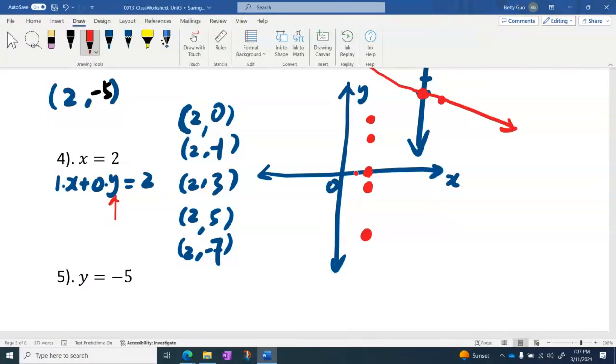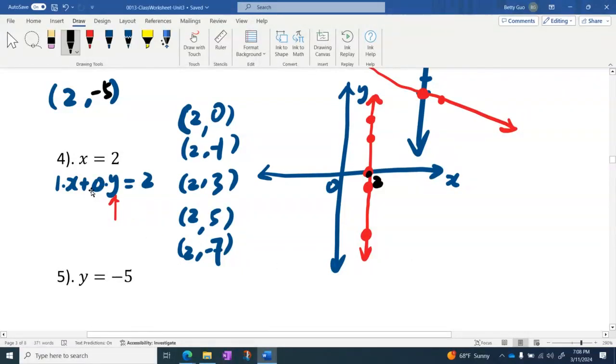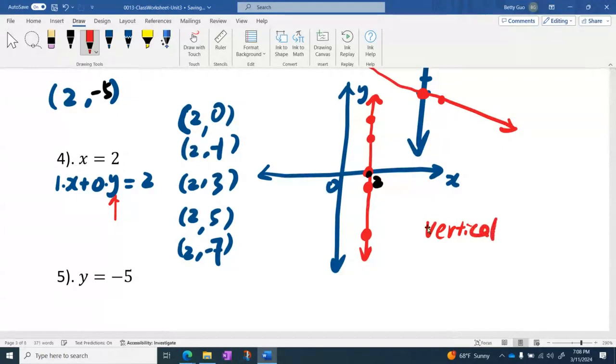What do you see? Do you see those points are collinear again? They're collinear, right? So again, you see a linear equation in two variables. Its graph is a straight line. For number 4, this equation has no variable y. Variable y is absent because the coefficient is 0. And the straight line corresponding to this equation is a vertical straight line.